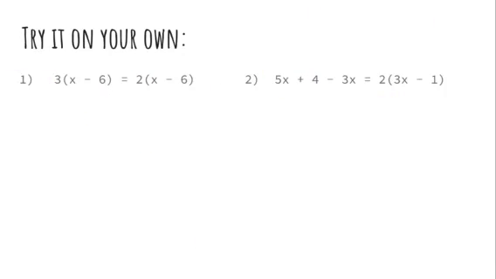If you follow those 5 steps that were in the earlier slide, you should be able to solve these equations with no problem.